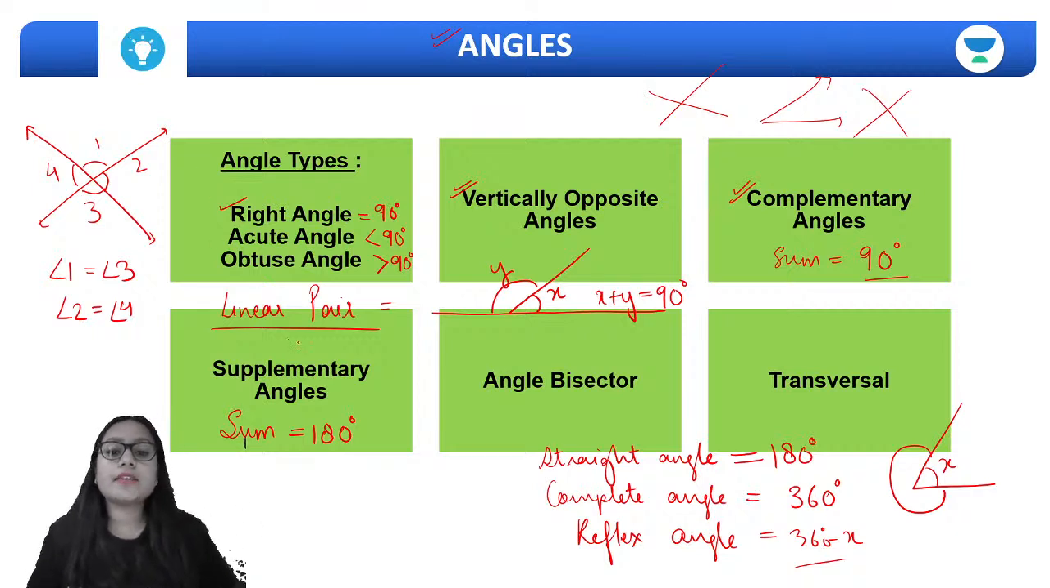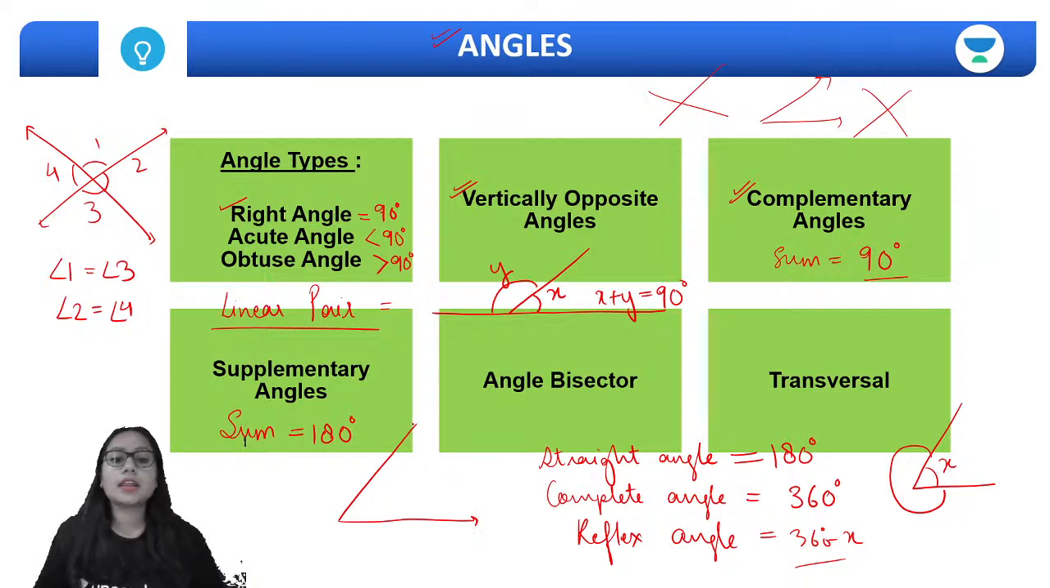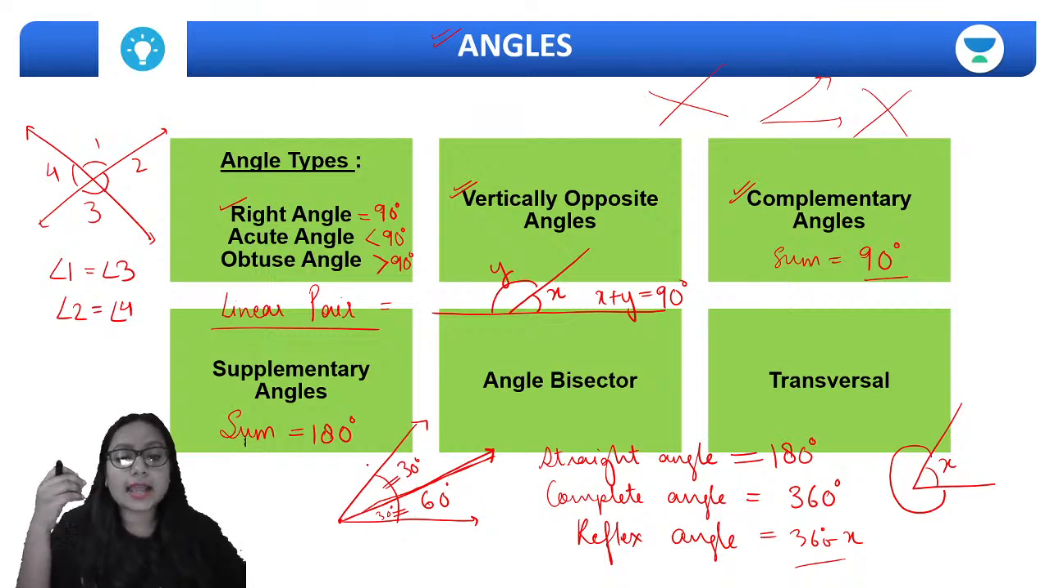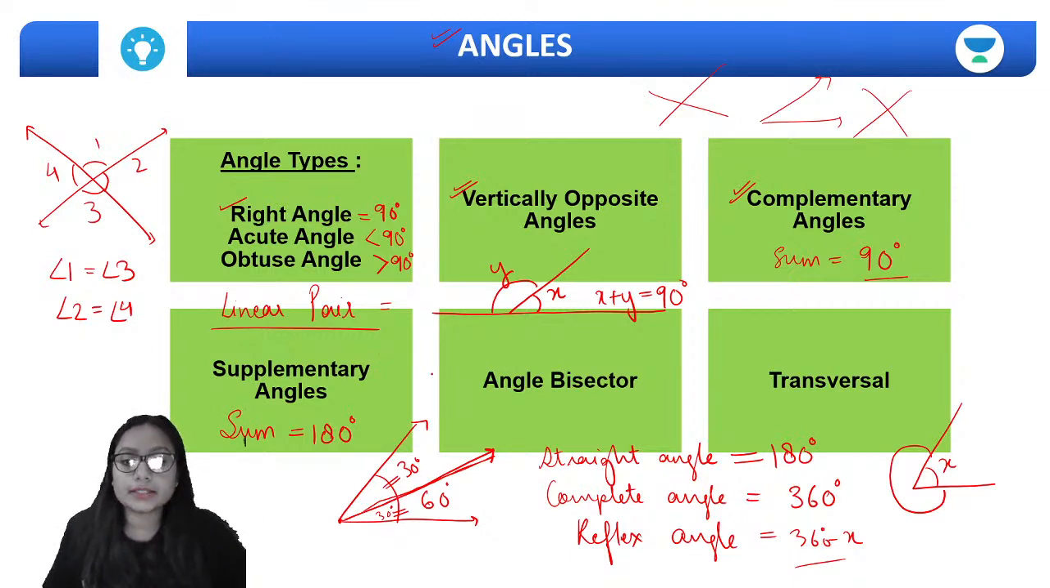Alright. Now let's see what an angle bisector is. Suppose I have any angle, of measure, say, 60 degrees. If I draw a line or a ray from the vertex of this angle which divides it into two equal parts, then this angle would be 30 and this angle is also 30 degrees. So this line is known as the angle bisector. An angle bisector is a line which divides any angle into two equal angles. I hope the definition of angle bisector is clear now.